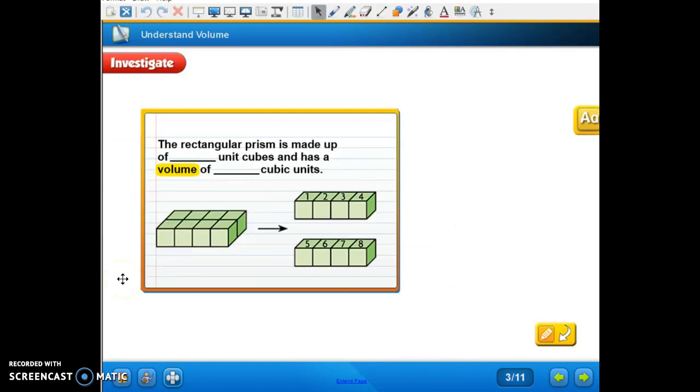Okay, this is at the very top of your investigation box. It says, can you find the volume of a rectangular prism by counting unit cubes? Volume is a measure of the amount of space a solid figure occupies and is measured in cubic units. Each cubic unit has a volume of 1 cubic unit. The rectangular prism is made up of blank unit cubes. How many? 1, 2, 3, 4, 5, 6, 7, 8. And it has a volume of 8 cubic units.